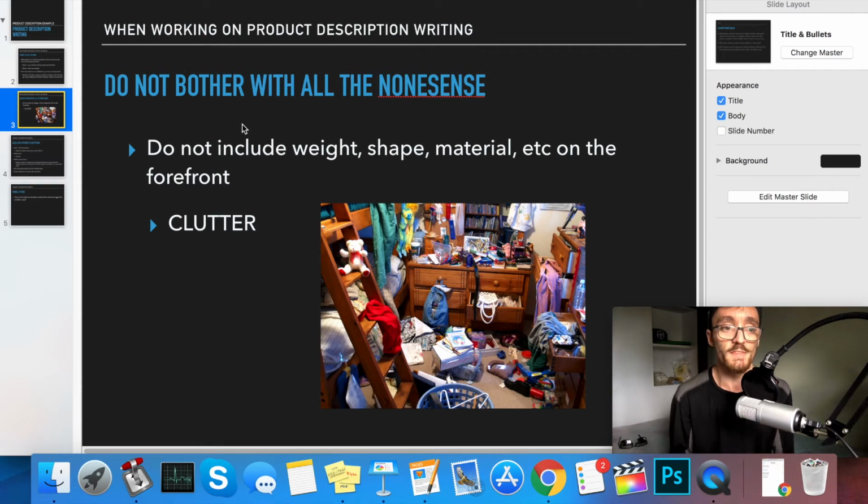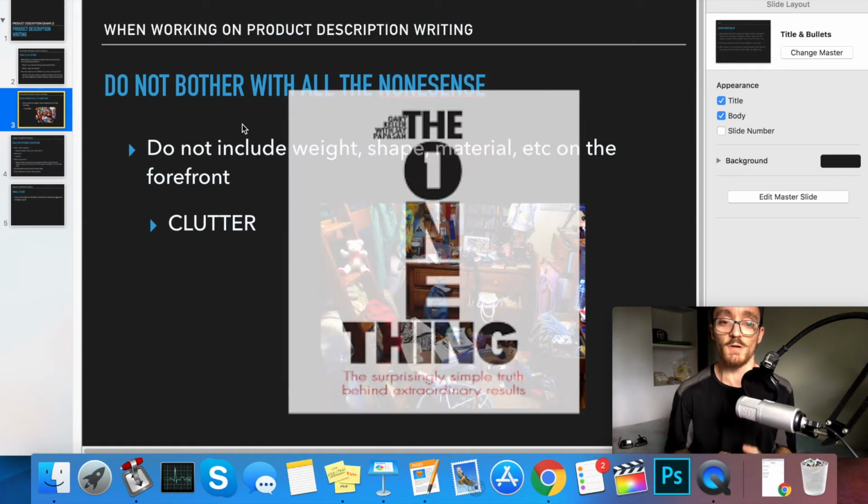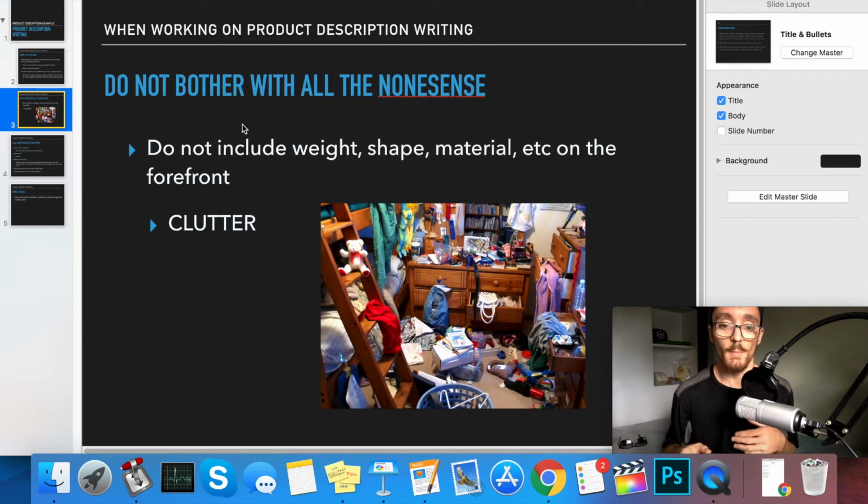There's actually a book that I'm reading called The One Thing. I'll put a photo of it up here. It really talks about how keeping things simple and focusing on one thing could benefit all aspects of life and business in general.